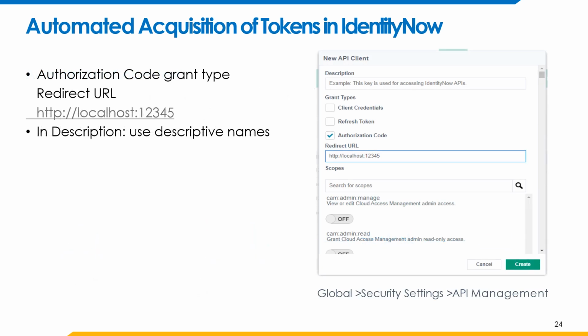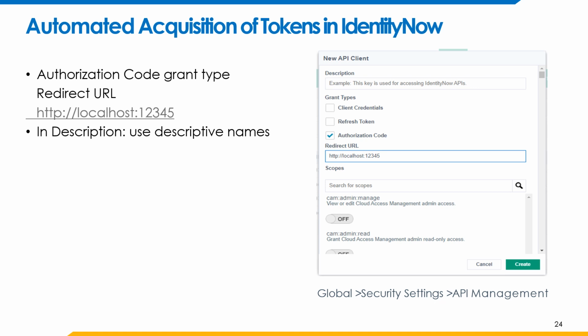In this slide, we are discussing how to generate automated acquisition of a token in the IdentityNow user interface with the help of the authorization code flow. Generate a personal access token with the help of the SailPoint IdentityNow user interface. A personal access token is a method of authenticating to an API as a user without providing a username and password. In IdentityNow, users can do the following to create and manage their personal access tokens.